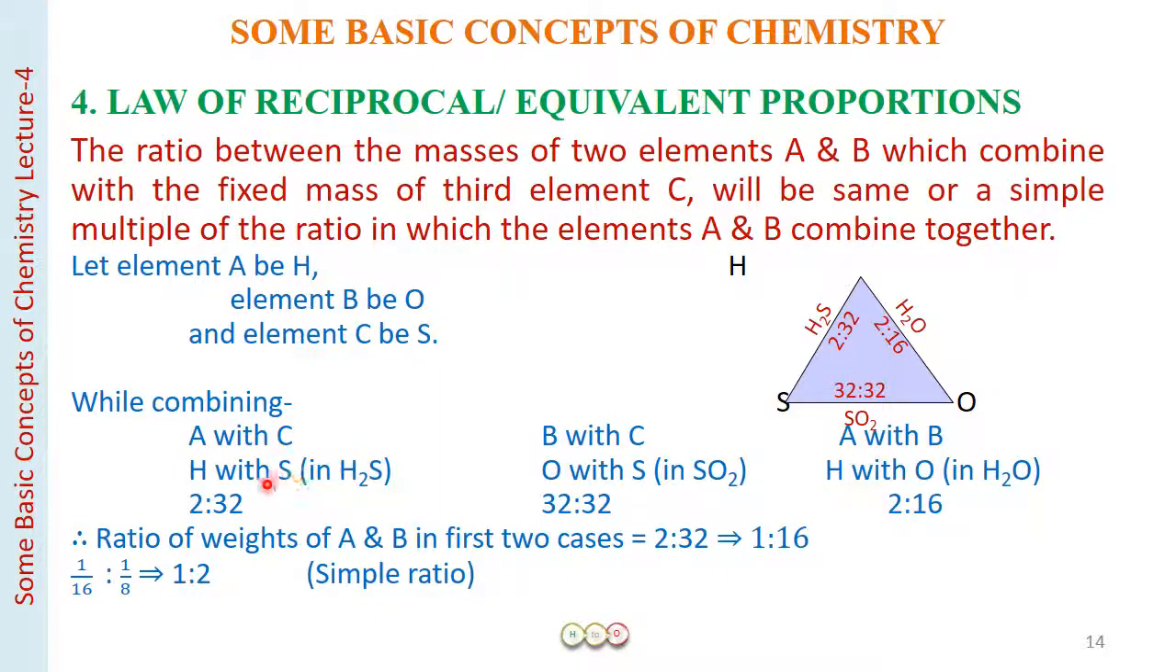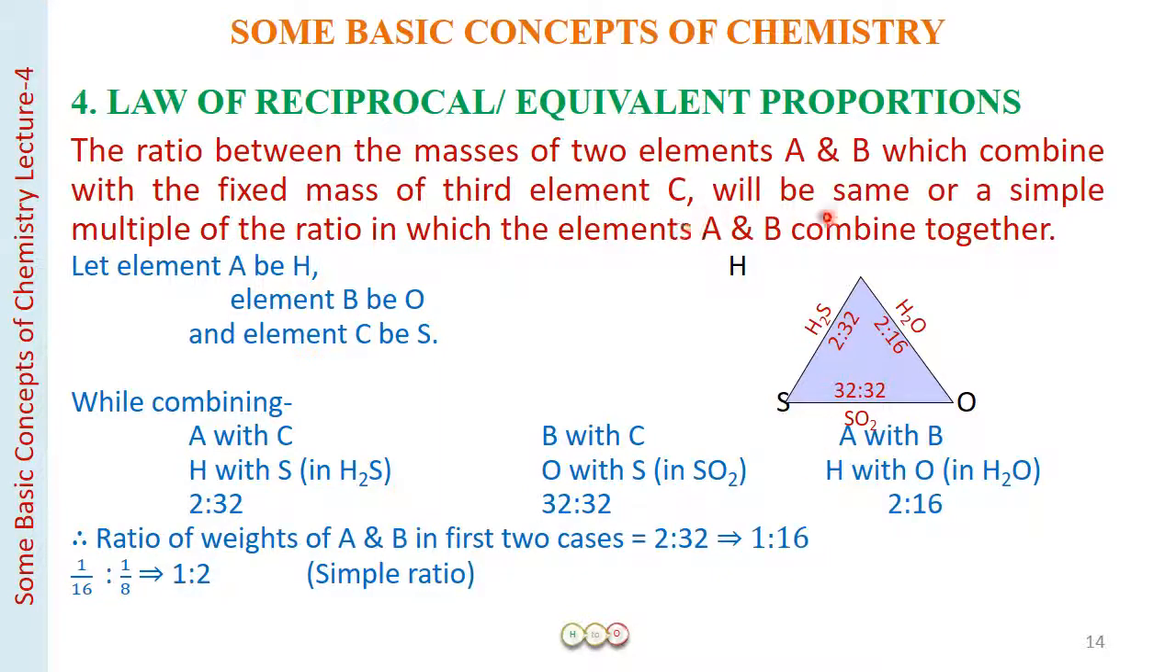So A with C, H with S in H2S is 2 is to 32, and B with C, that is O with sulfur in sulfur dioxide, is 32 is to 32. So now already the weight of sulfur is the same in both the compounds. If in any question of yours it is not the same, you will have to make it same. So here, because the weight of sulfur is fixed, we simply see the ratio of hydrogen and oxygen combining with the fixed weight of sulfur. So 2 is to 32 is 1 is to 16, right?